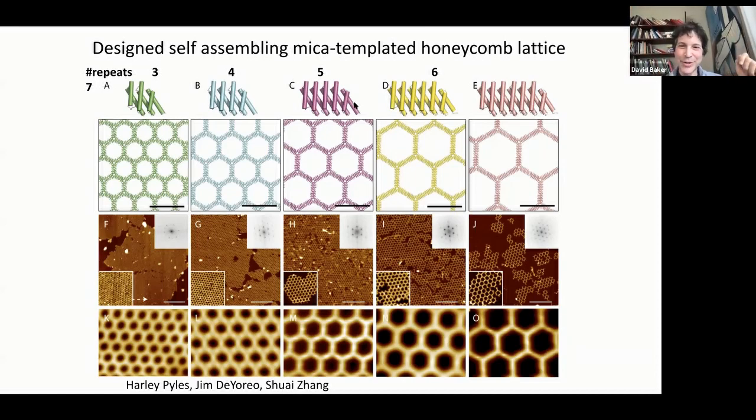This doesn't really work with naturally occurring proteins, but you can see the experimental results down here. The hexagonal lattice gets smaller, finer and finer, and these are averages down here. So what we're now trying to do is flip this around and use the designed proteins to actually template inorganic mineral growth.